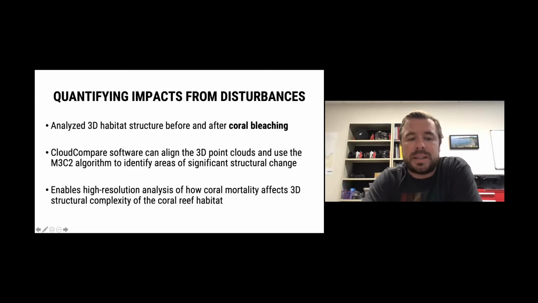And this ultimately lets us do a high resolution analysis of how mortality affects structural complexity. Because like I said, I won't lie, when you first look at it sometimes after a bleaching event, it appears as though all the skeleton is intact the same, right? The only visible difference you see is the loss of live tissue. But we need to know, is that the case or is it different because the live tissue is not there?